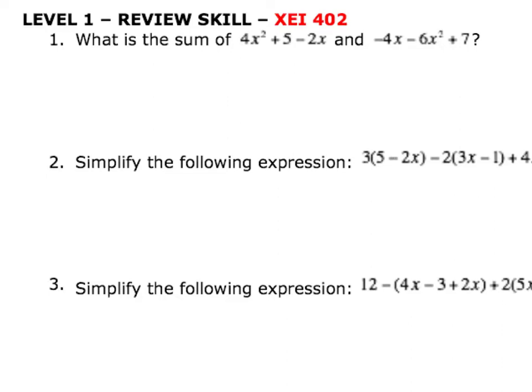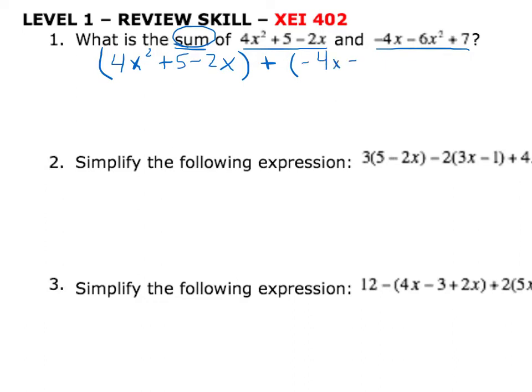What you want to do for level 1 is read what it's asking you. What is the sum of 4x squared plus 5 minus 2x and negative 4x minus 6x squared plus 7? Now, sum, if you recall, means adding. So it's asking, simplify the addition of those two expressions. So your first step is to write down the expressions. And make sure you use parentheses because you'll see later on that they're important when you're finding difference. So here's the second expression.